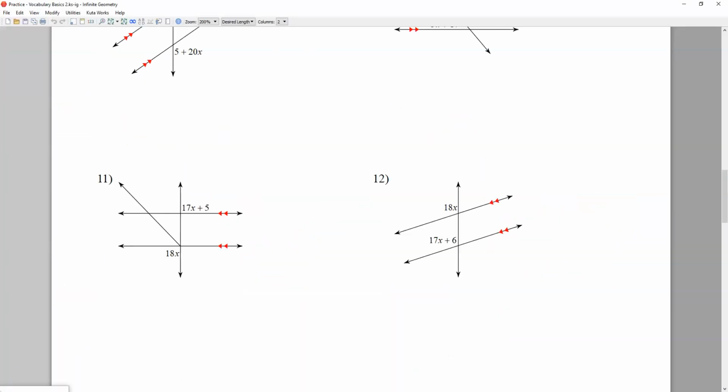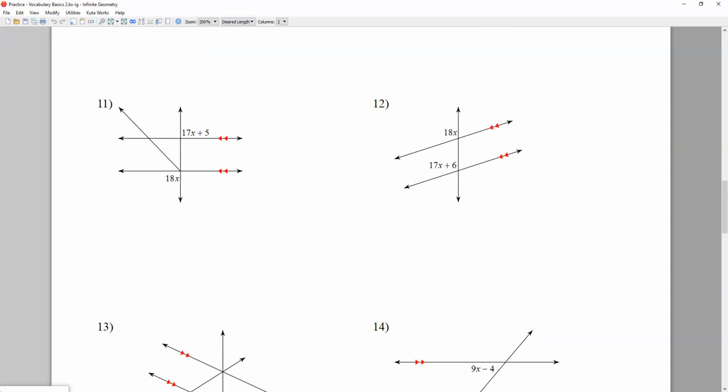All right, number 11. Those are alternate exterior angles. They're equal. I'd say 18x equals 17x plus 5. I'd subtract the 17x over and get x equals 5. Number 12. Those are corresponding angles. They're in the same spot. So they are equal. 18x equals 17x plus 6. Subtract the 17x over, you get x equals 6.